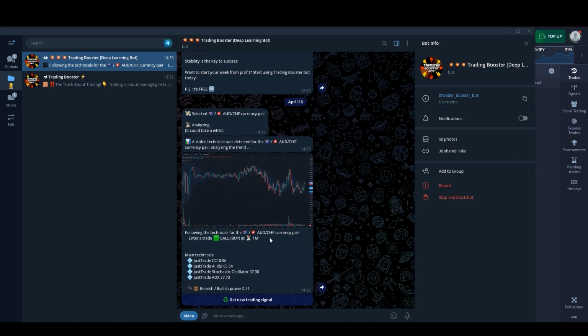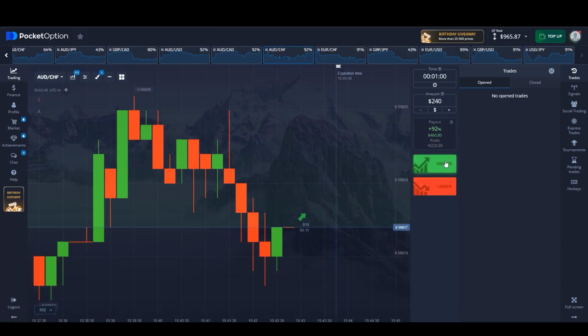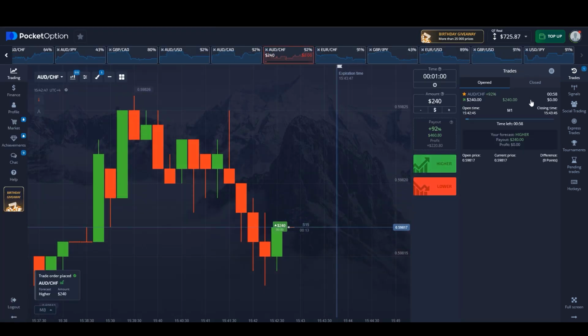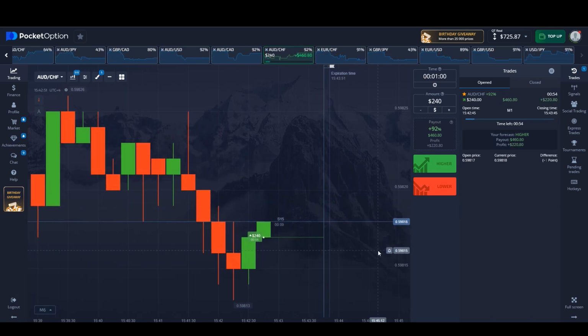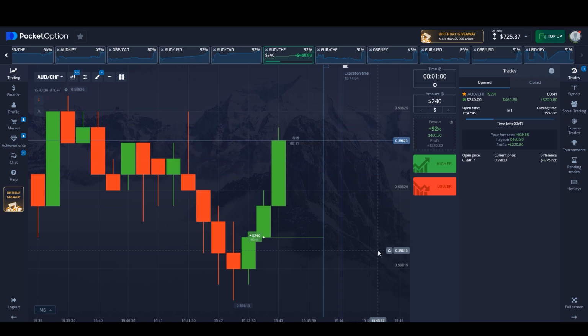I get another buy signal. And right here I open a buy deal, already for $240. What risk management to use depends only on you and your trading style. If you have a lot of time, I advise you to reduce risks and trade more in the long term, because in the long term it will be easier for you to earn.